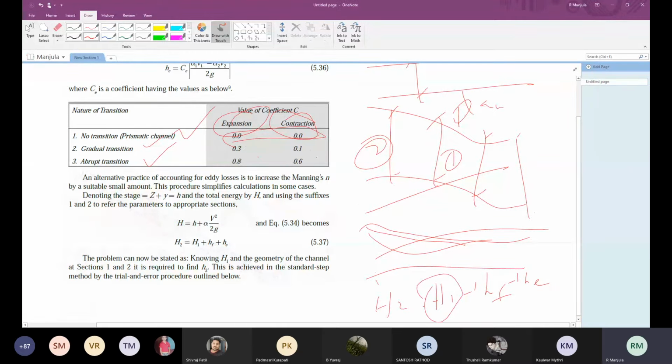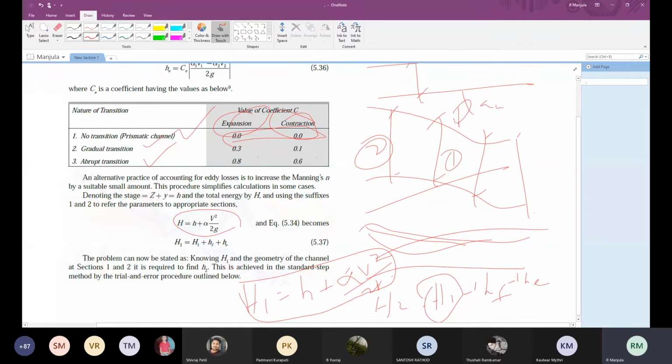H1 is nothing but h plus alpha v square by 2g, because your H1 is going to be the depth of the flow plus alpha v square by 2g, which is nothing but the velocity head. So this is the specific energy. Suppose your datum is 0, then the specific energy becomes the energy of the fluid. If you are taking the bed level as datum, then you will have only h and alpha v square by 2g. Or you can say the specific energy is represented in terms of capital H. So capital H is equal to small h plus alpha v square by 2g.